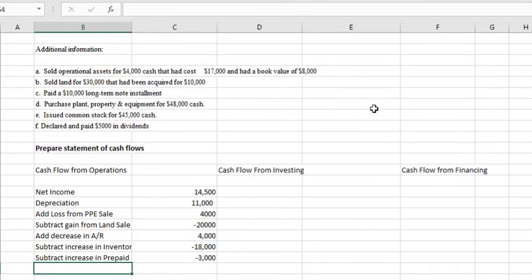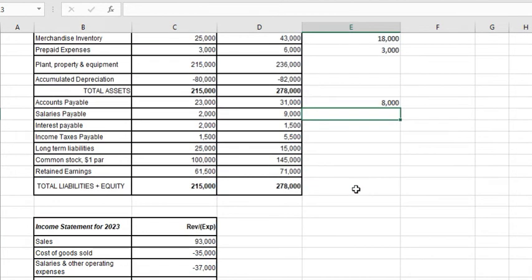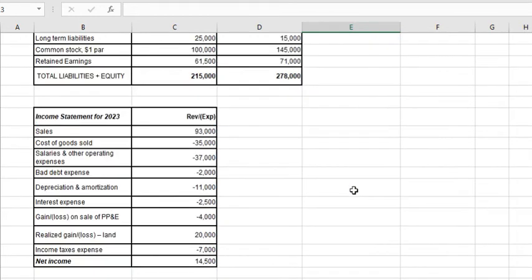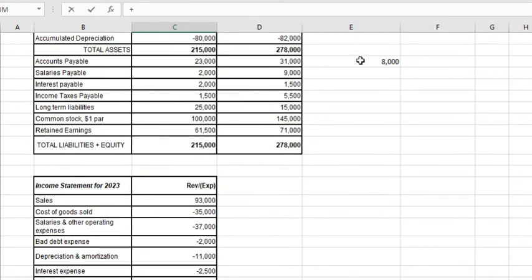Now it's time for us to look at current liabilities. Accounts payable is increasing from $23,000 to $31,000, so that's an increase of $8,000. Any increase in liabilities, current liabilities, is going to increase our cash just because we are not paying and we are starting with net income. So $8,000, add increase in accounts payable. We are going to add this.